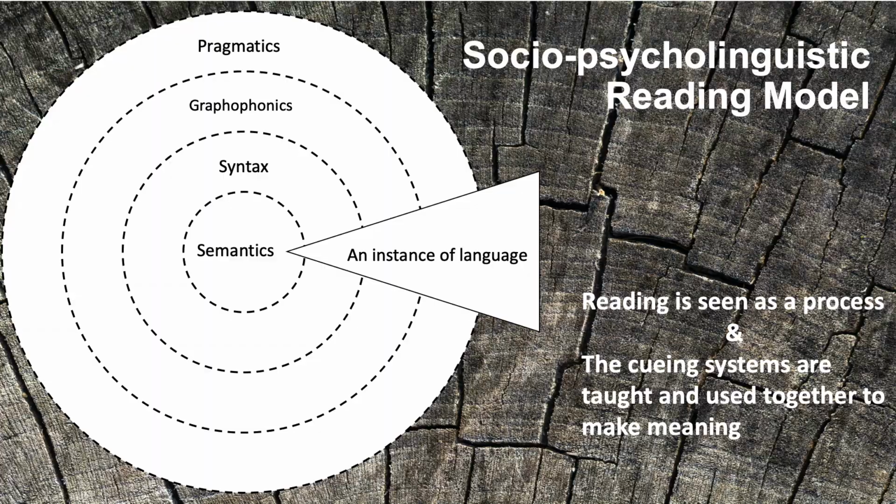This reading model, first given to us by Ken Goodman in the late 60s, looks at reading as a process and understands how children learn and use literacy. And so if we look at it, at the core, we have semantics or meaning making. And then you have syntax, or many of us would think of those as the rules of language.